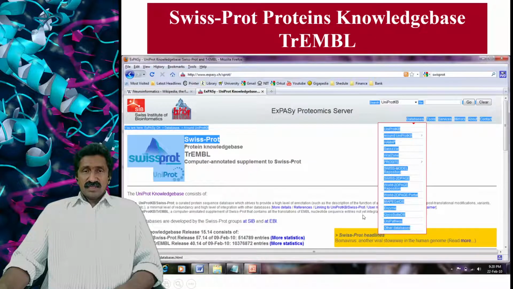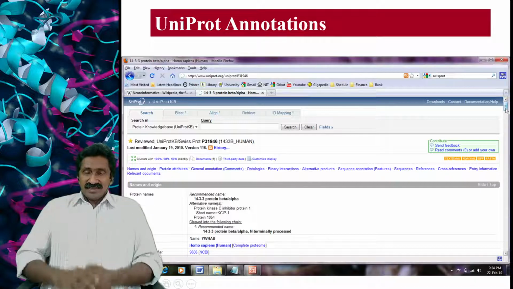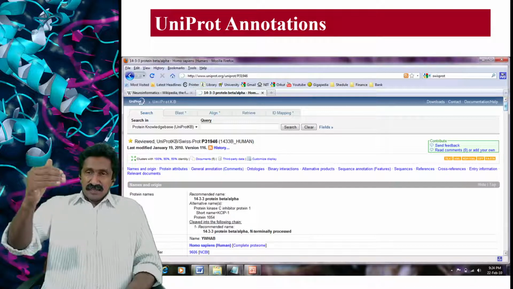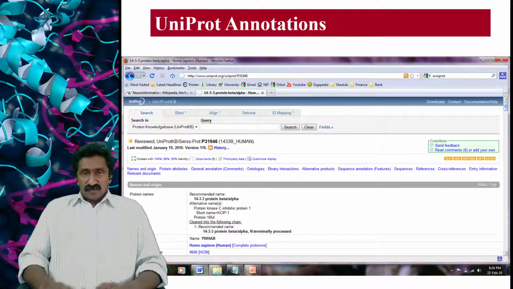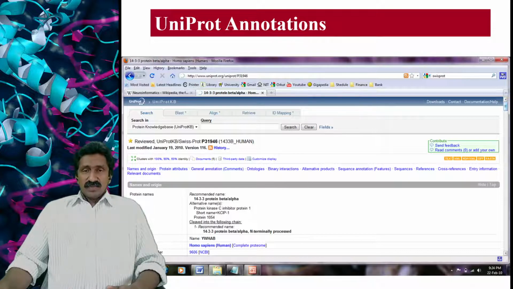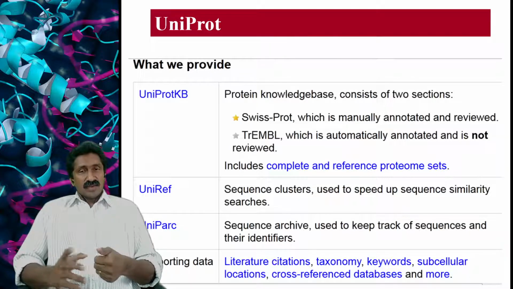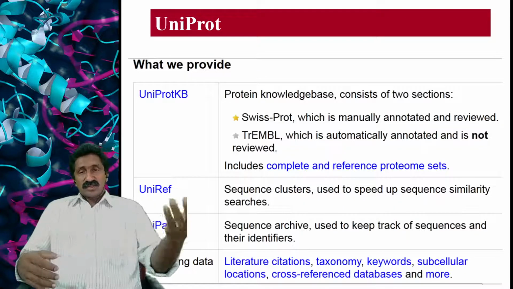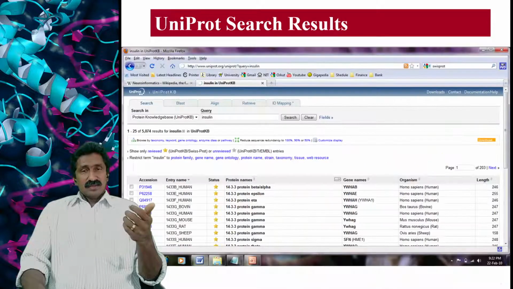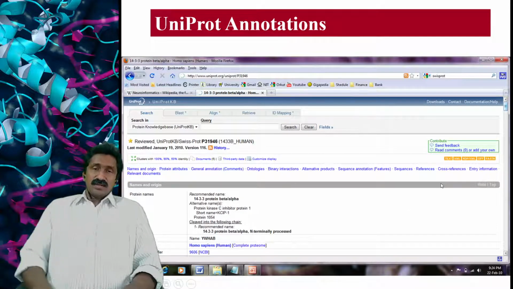And similarly, you can see on the right side there is a scroll bar, and the size of the scroll bar is very small. That means the page is a very long page. You can scroll down the page, and there will be a lot of information, as I mentioned in the previous slide, like literature citations, taxonomical information, keywords, subcellular locations, and biological activities, cross-references to databases, like links to other databases, etc. And all these things will be available if you scroll down this page.